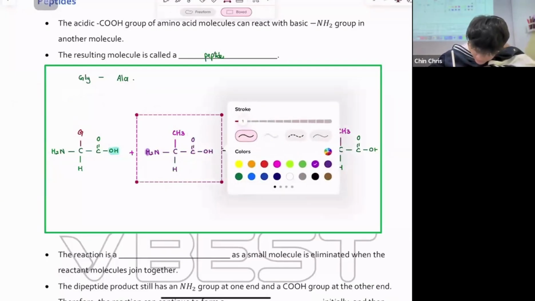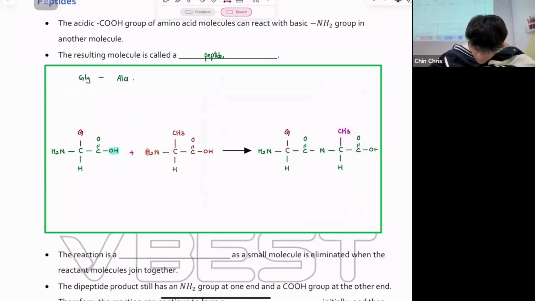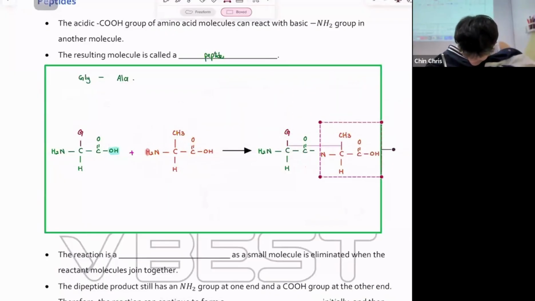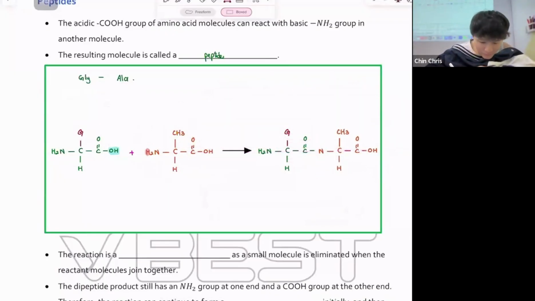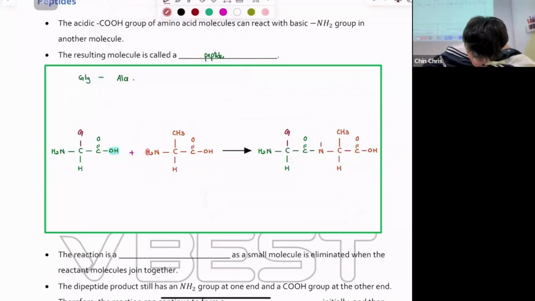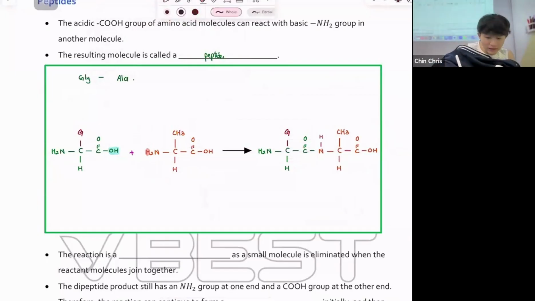Change it to other color. Who else? My student lah, walao. Hey, wait. Glycine is a H, right? Why am I putting a G here? Oh my god, sorry.